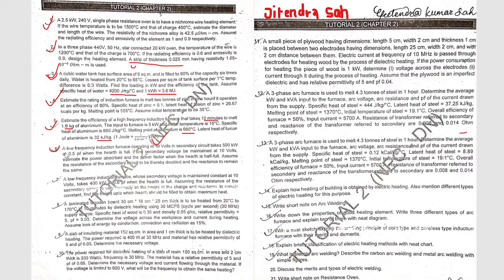So here in question number 6, a low frequency induction furnace operating at 10 volt in the secondary circuit takes 500 kilowatt at 0.8 power factor when the hearth is full. If the secondary voltage is maintained at 10 volt, estimate the power absorbed and the power factor when the hearth is half full. Assume the resistance of the secondary circuit to be thereby doubled and the reactance to remain the same.